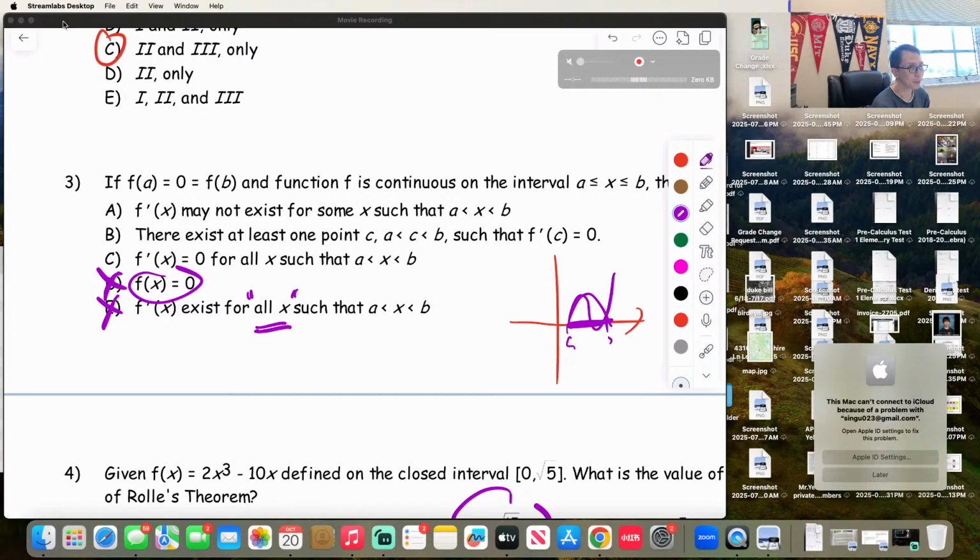f prime of x equal to 0 for all x such that a is less than x less than b. What does that look like, first of all? What kind of line? A straight line, a vertical line, or a horizontal line? Okay, yeah. It could be at any value this time. The D statement is at 0, but the C statement could be anywhere. Up and down could be anywhere, as long as you have a horizontal line, it's f prime of x equal to 0. Again, the function doesn't have to be like this. It doesn't make sense that the function has to be this, because it just says f of a equal to f of b. That's it.